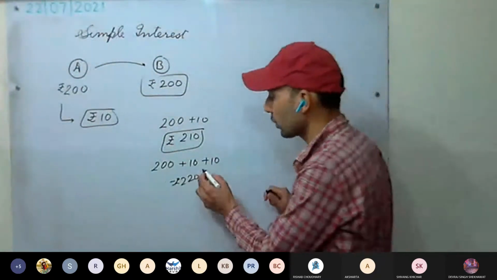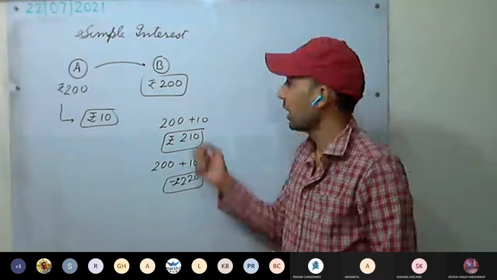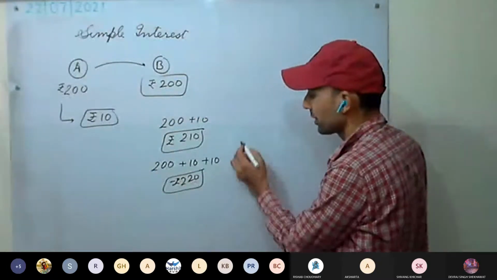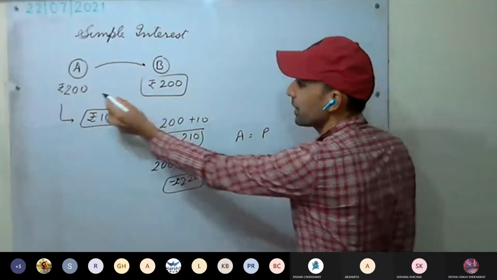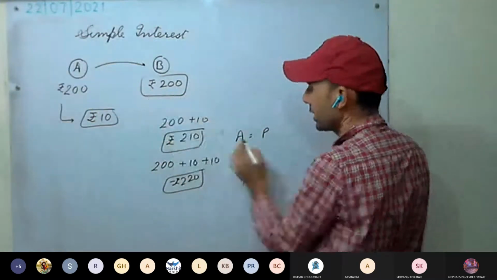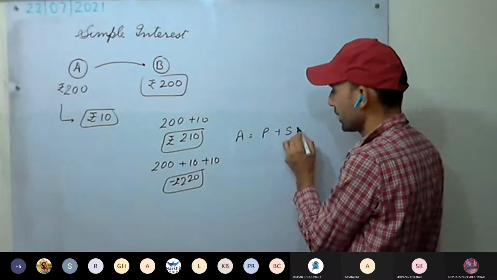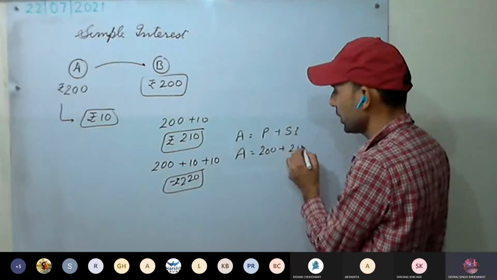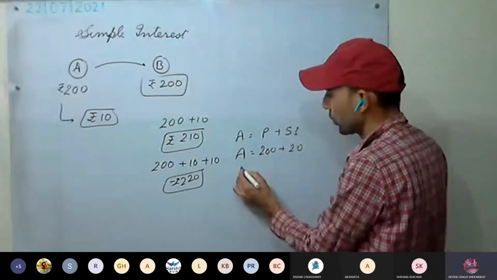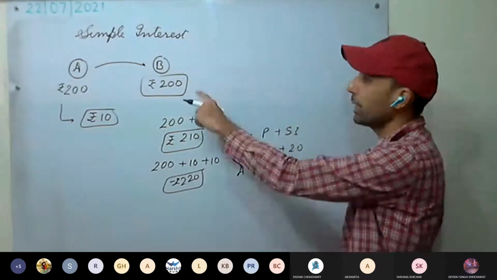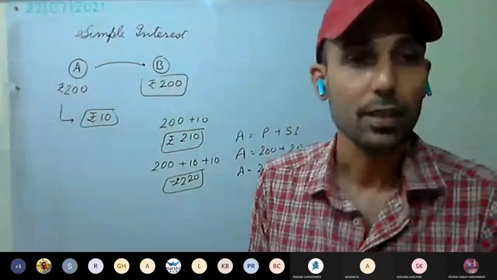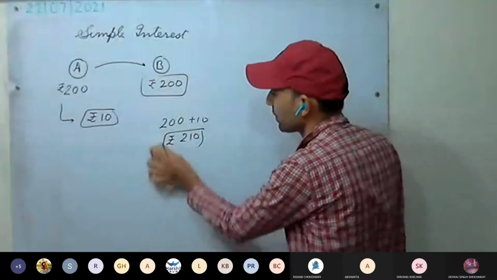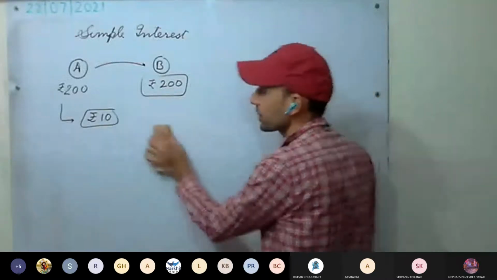And this 220 rupees is the amount that B has to return to A. Amount is principal, that is the money borrowed, plus simple interest. Principal is 200 rupees, and simple interest is 20 rupees for 2 years. So the amount that B has to pay to A is 220 rupees.